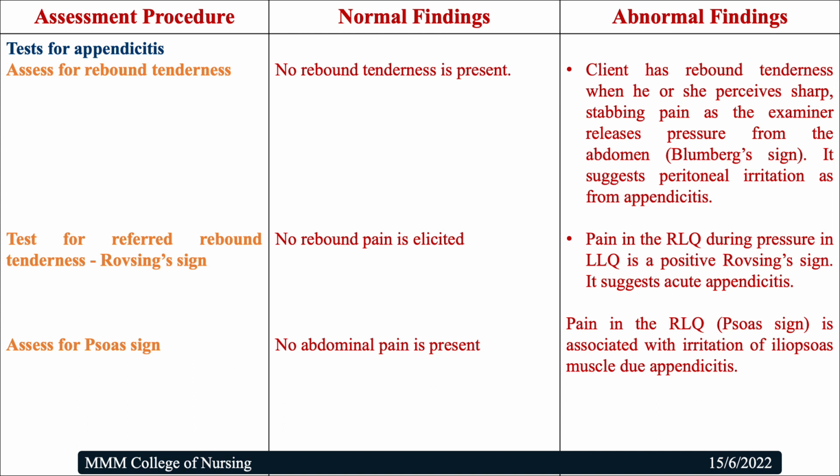The next test is assessing for psoas sign. Here, raise the client's right leg from the hip and place your hand on the lower thigh. Ask the client to try to keep the leg elevated as you apply pressure downward against the lower thigh. Normally, no abdominal pain is present. Abnormal findings show that the patient has pain in the right lower quadrant, which is psoas sign, and it is associated with irritation of the iliopsoas muscle due to appendicitis.